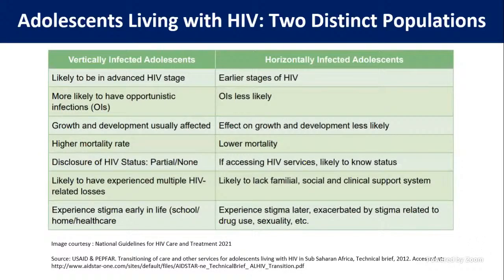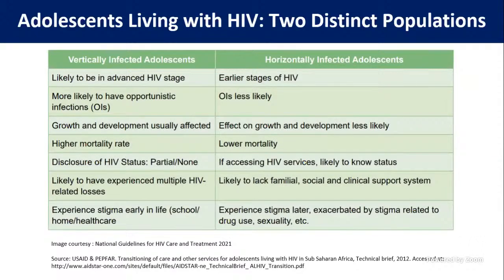Next slide. Different types of issues might arise depending upon the mode of transmission, whether vertically or horizontally transmitted. Vertically transmitted means they have the infection since birth. That will delay their growth, development, and nutrition, and there may be increased risk of morbidity and mortality. If it's horizontally transmitted, they are healthy beforehand till they get the infection, so opportunistic infections are usually less likely. They have normal growth and development, and morbidity and mortality are quite less, depending upon the time of horizontal infection.